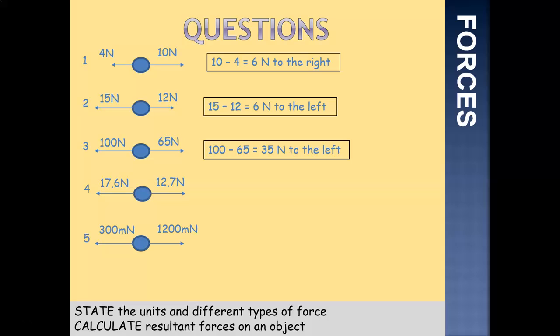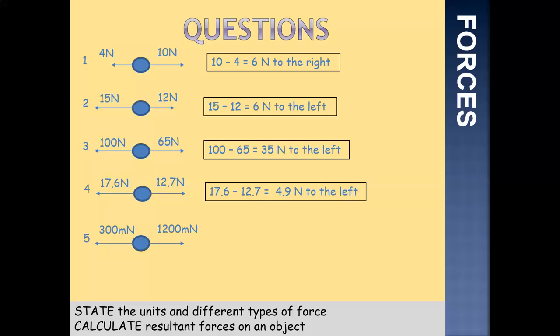Question 4. 17.6 newtons to the left, 12.7 to the right, acting in opposite directions, so we need to subtract 17.6 take away 12.7, gives us 4.9 newtons. The larger force is acting to the left, so it would go to the left.